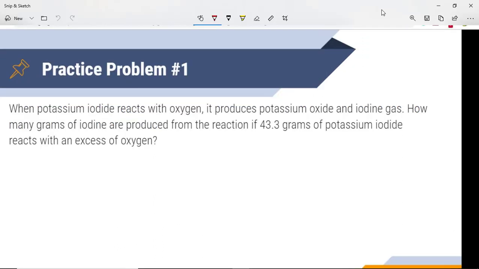When potassium iodide reacts with oxygen, it produces potassium oxide and iodine gas. How many grams of iodine are produced from the reaction if 43.3 grams of potassium iodide reacts with an excess of oxygen? So again, we need to first write out our balanced chemical equation. We're going to start with potassium iodide reacting with oxygen to produce potassium oxide and iodine gas. So we need to make sure we write this out correctly using the same rules that we've talked about in our chemical equation unit.